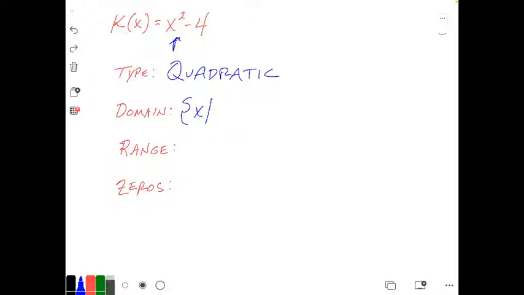So I have a fancy squiggly, x such that. Now, here's the important part. Where did I beep? Okay, well, I beeped all the way from left to right. Anytime I do that, I'm going to write this for my domain, x equals all reals.